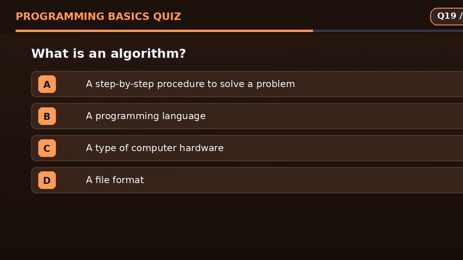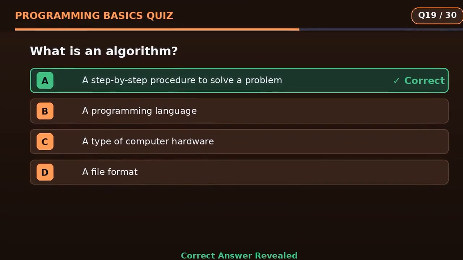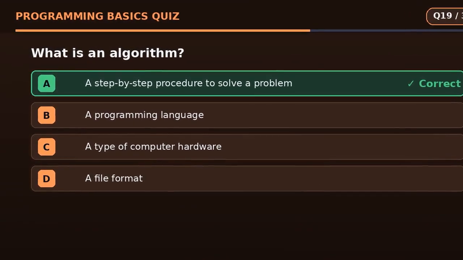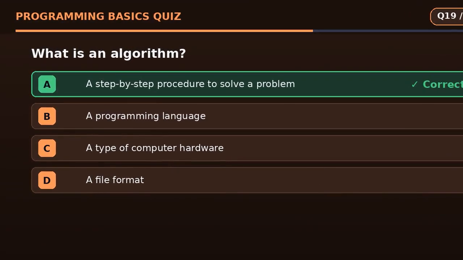Question 19. What is an algorithm? Option A. A step-by-step procedure to solve a problem. Option B. A programming language. Option C. A type of computer hardware. Option D. A file format. The correct answer is option A. A step-by-step procedure to solve a problem.